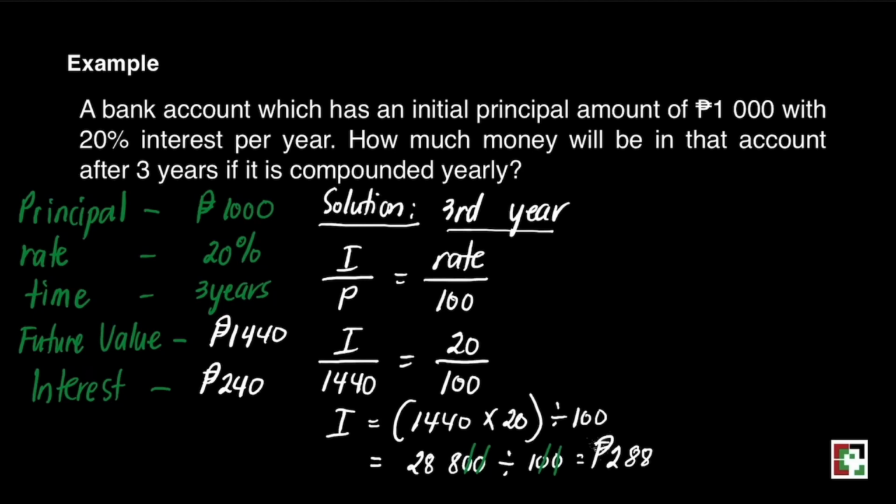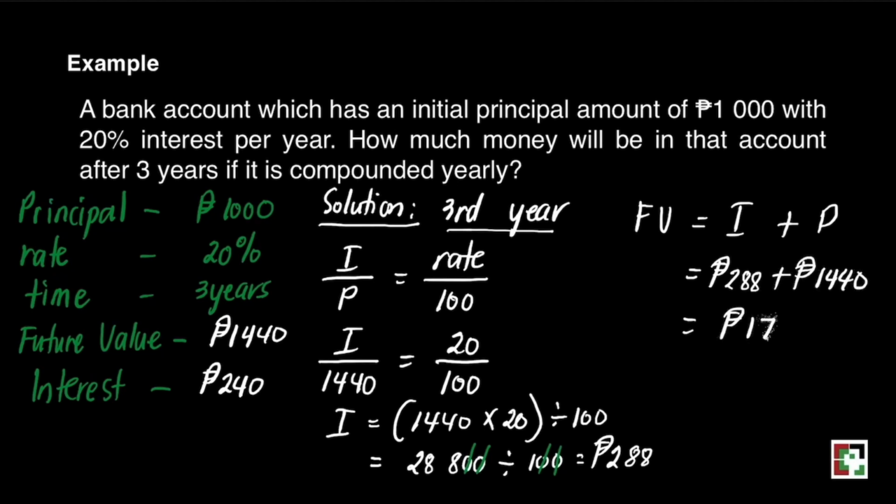For the future value, that's going to be interest plus principal. Our interest is 288 pesos plus 1440 pesos, and will give us a future value for the third year of 1728 pesos. Let's go back to the problem. The problem is asking how much money will be in that account after 3 years if it is compounded yearly. So our final answer for this is 1,728 pesos after 3 years with compound interest of 20% yearly.